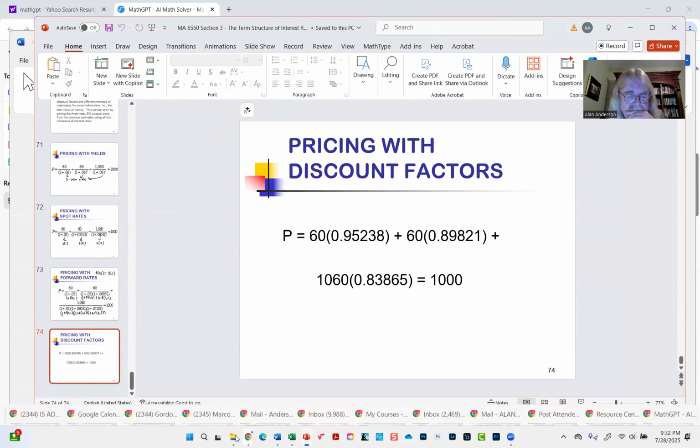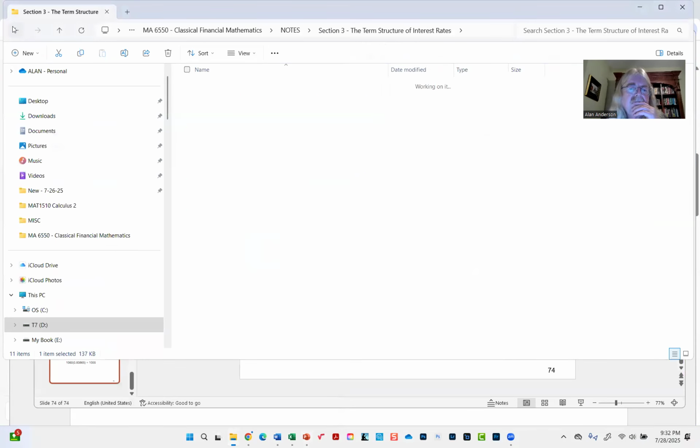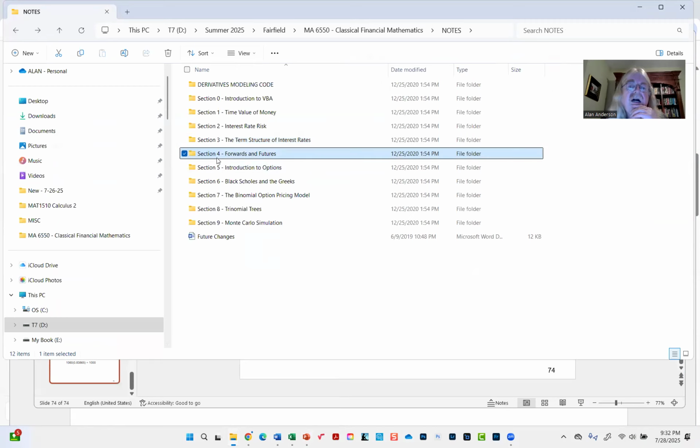In section 4, which I'm sure we'll get to next time, forwards and futures. So we're going to finally introduce these derivative securities we've been talking about all this time. Forwards and futures are relatively straightforward, but then options are where we're going to spend the rest of the course. We're going to understand their properties, and then we're going to understand how to price them.